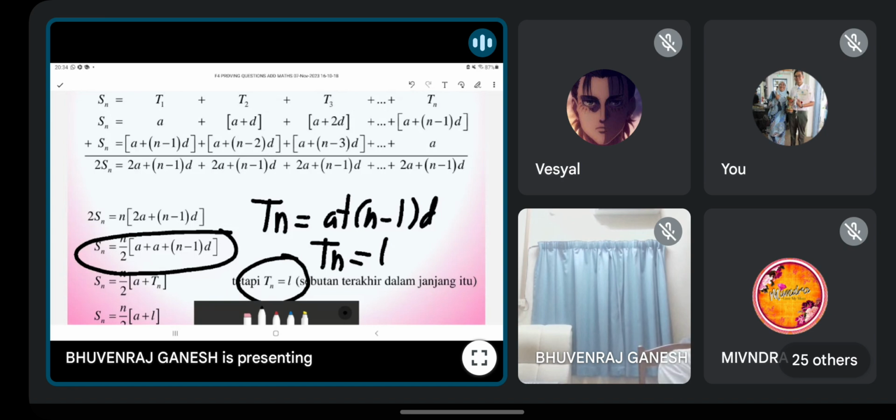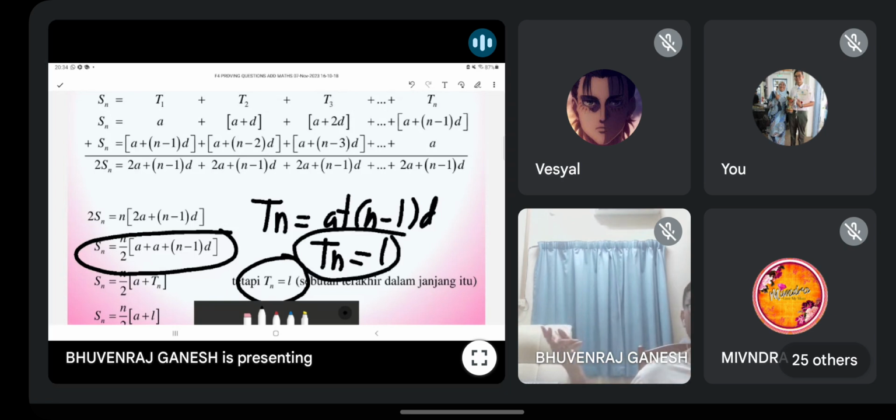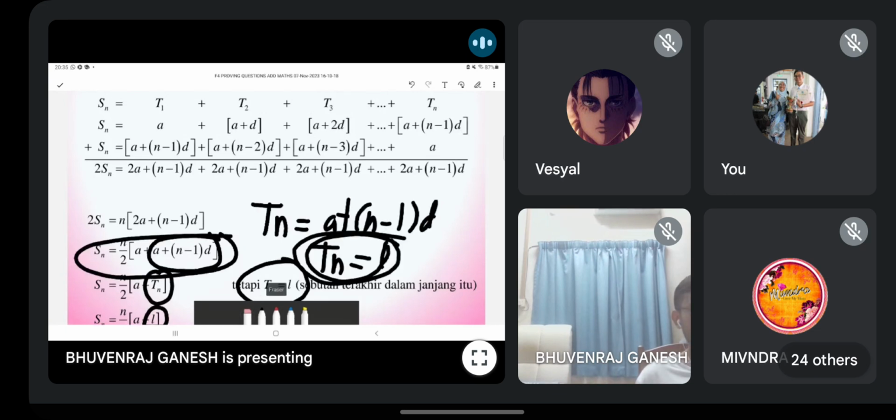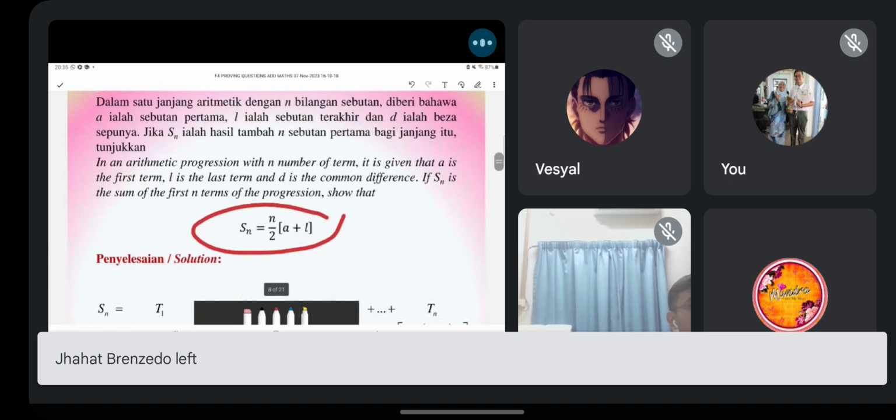Basically the Tn kita tak tahu kan sebutan ke berapa. We don't know which term is Tn. That's why we assume Tn as our last term. Tn tu jadi sebutan terakhir kita. Itu sebab Tn ni ganti dengan L. Okay, Tn equal to L. Tn macam mana datang? Tn is equal to A plus n minus 1D. Formula asas for arithmetic.